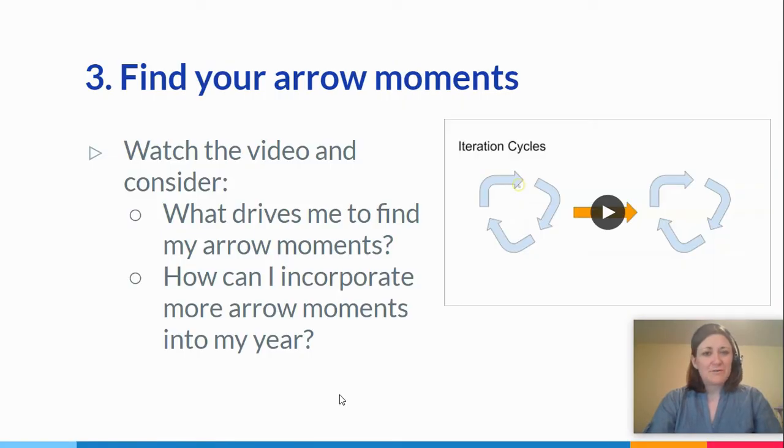The last video you're going to be watching for this part of the module is about iteration cycles and arrow moments. Take a look at this video and consider, what drives me to find my arrow moments? How can I incorporate more arrow moments into my year?